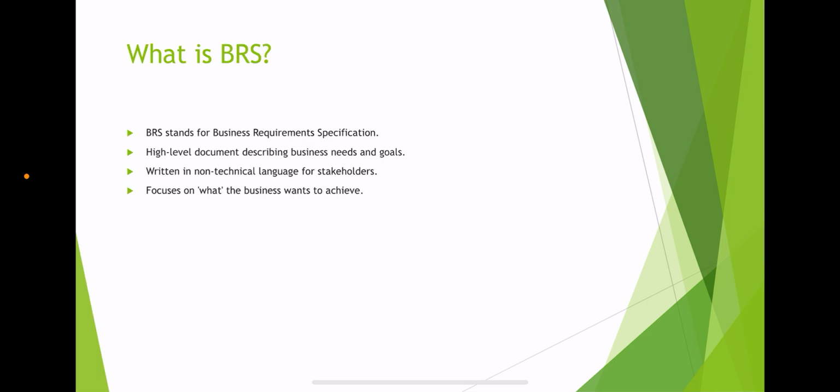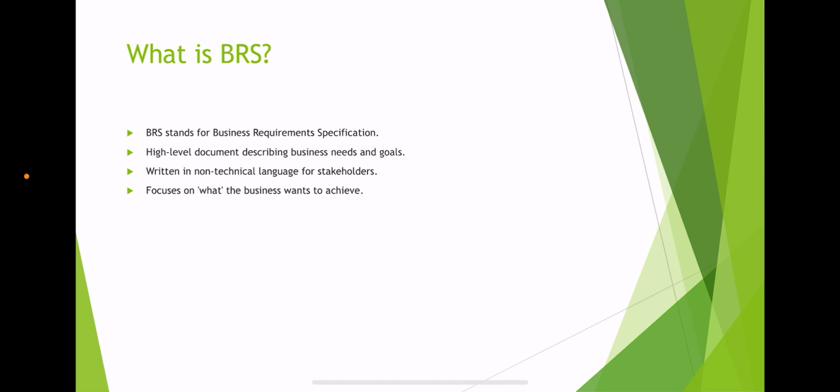So we will start with BRS. What is BRS and what is FRD? At a high level, BRS is the Business Requirement Specification, whereas FRD is the Functional Requirement Document. Okay, so we will go with what is BRS. As we know, BRS stands for Business Requirement Specification. At a high level, it is a non-technical, business understandable document, which is written in simple language and focuses on what functionality should be developed.